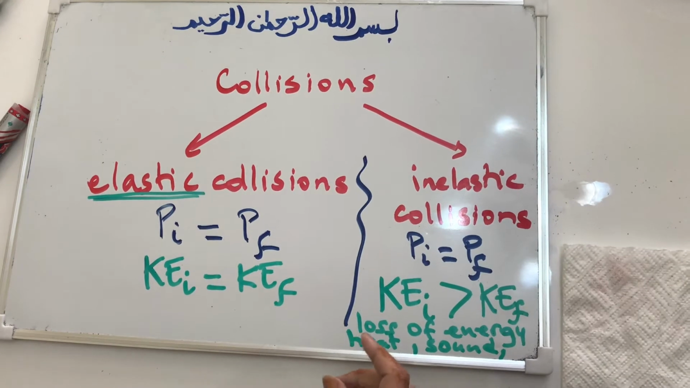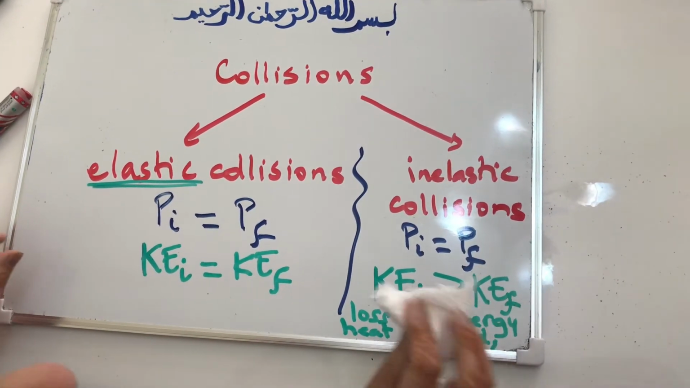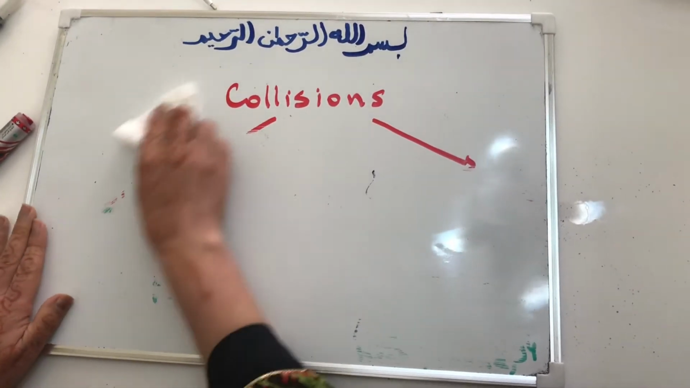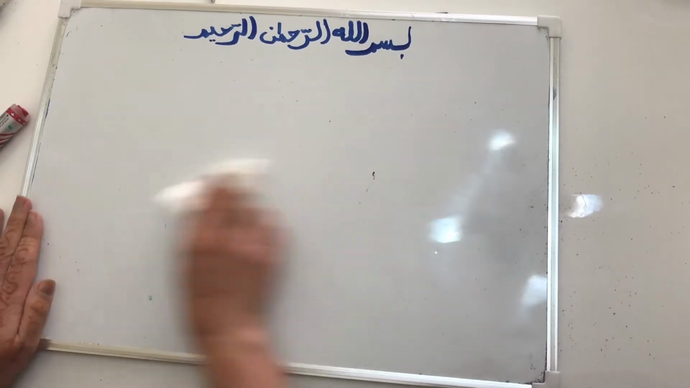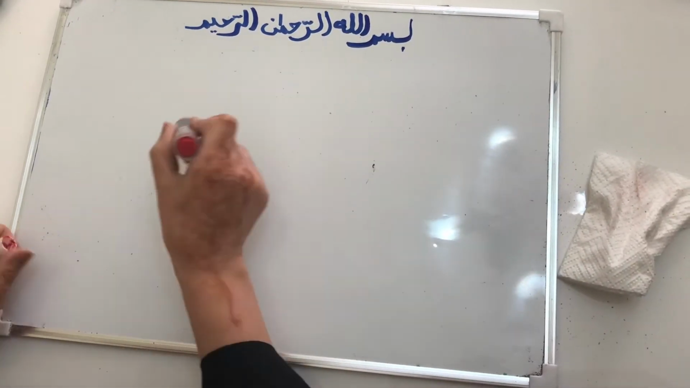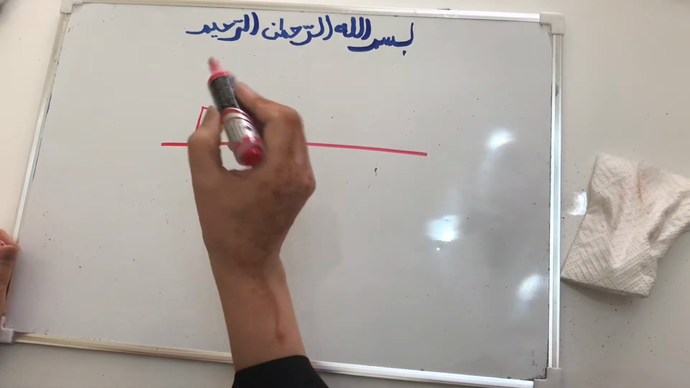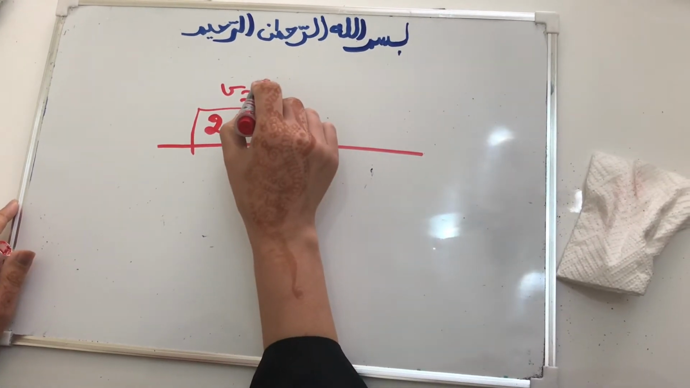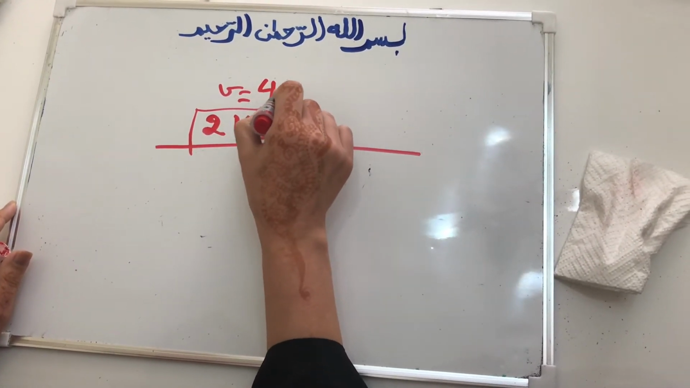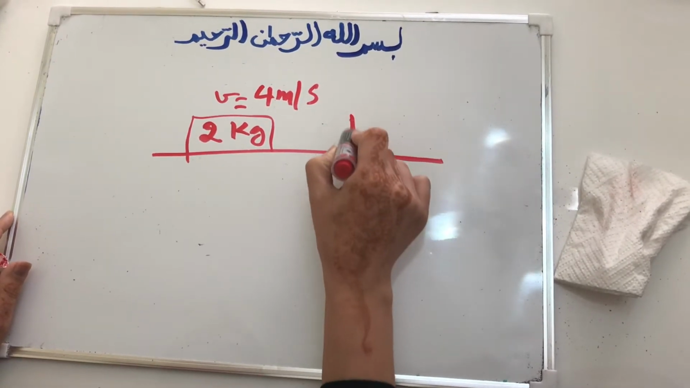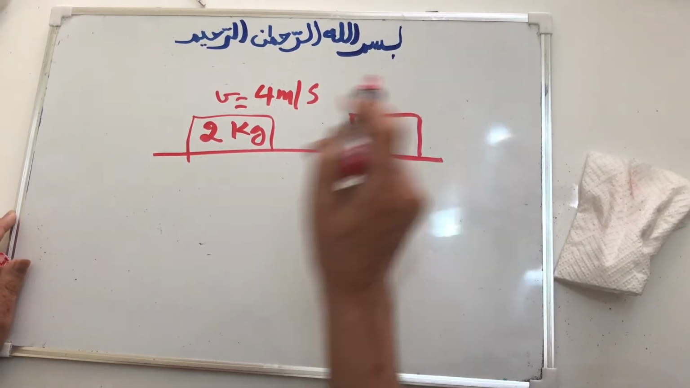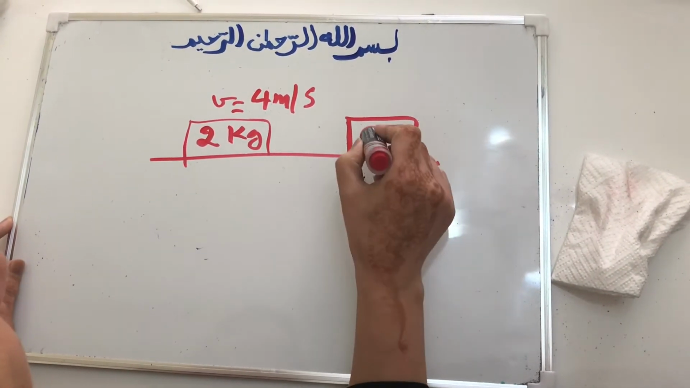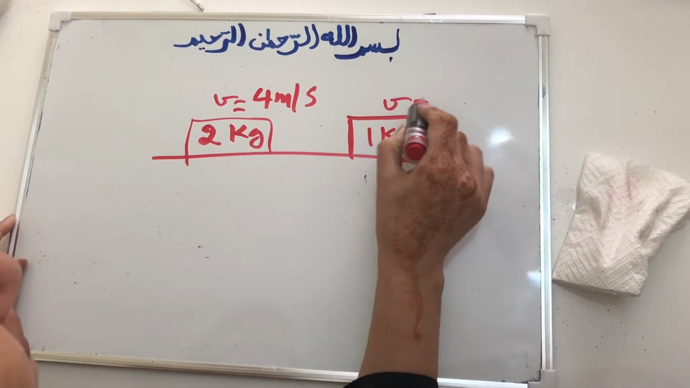Now we're going to solve a question and then we're going to see whether it is an inelastic collision or an elastic collision. So I have here a block of mass 2 kilograms moving at v going east, maybe 4 meters per second, and then I have a block that is not moving, and let's say its mass is 1 kilogram, and v is 0 meters per second.